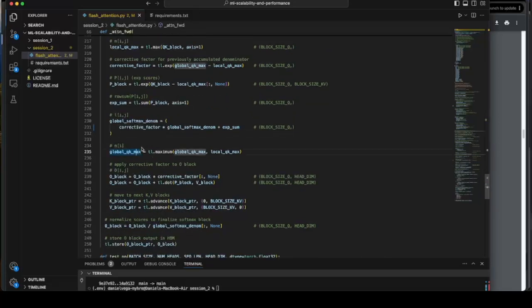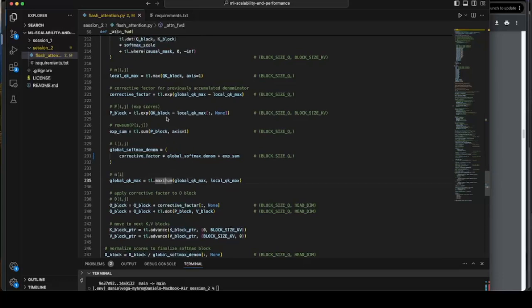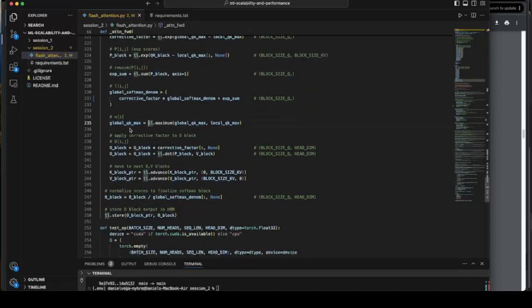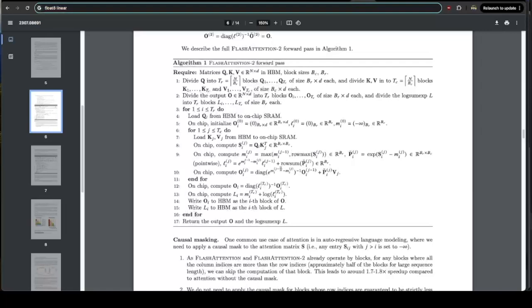Now we are ready to update our new global max, because previously I kept them separate since we needed to compute the difference between them to know our corrective factor, right? But now we're ready to update the global max. Now, if we move on to the next line, we're at the bottom of the for loop here. We need to update our accumulated O. We need to accumulate the results in this O block.